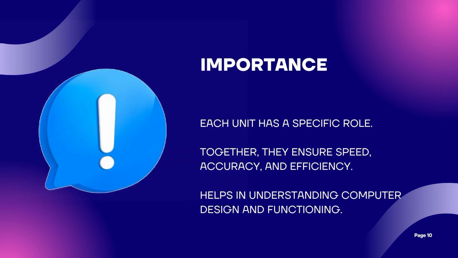In conclusion, why is it important to understand these functional units? Because each unit, from the keyboard to the CPU, has a highly specialized role. It is their seamless coordination that gives the computer its power, its speed, accuracy, and efficiency. For us as computer science students, understanding this fundamental architecture is the first step to understanding how computers are designed and how software interacts with hardware. That concludes my presentation.